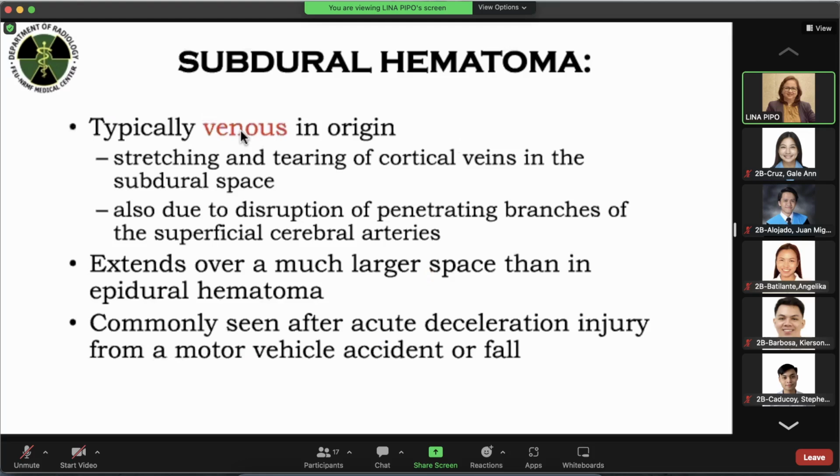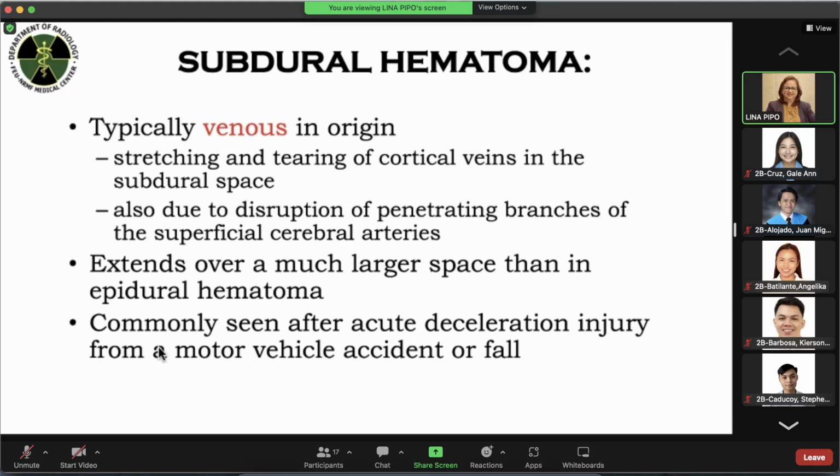Then the next is the subdural hematoma. Typically, this is venous in origin, in contrast to your epidural, which is arterial. In here, there is stretching and tearing of cortical veins in the subdural space, and it is also due to disruption of penetrating branches of the superficial cerebral arteries. This one extends over a much larger space than your epidural hematoma because the inner dural layer and arachnoid are not firmly attached like the dura and inner table of the skull. So, our epidural is more localized.